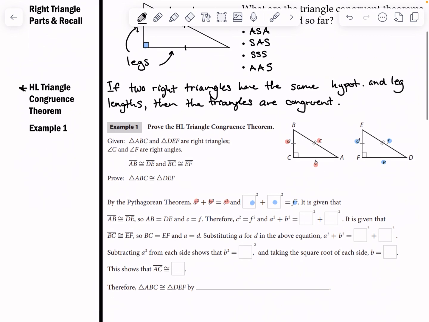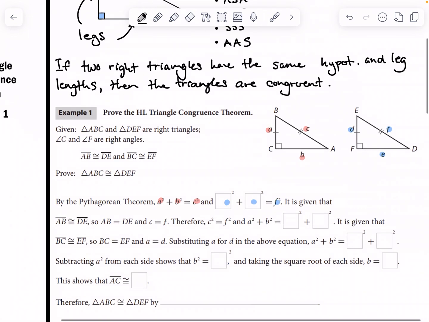All right, so we're going to look at proving the hypotenuse-leg triangle congruence theorem. We have two right triangles here. If you want to color code, you can. We know a couple of things. AB is congruent to DE, so that is the hypotenuse here. And then BC is congruent to EF, so we have the tick marks, 1 and 2 tick marks there. We're trying to prove why these two triangles are congruent.